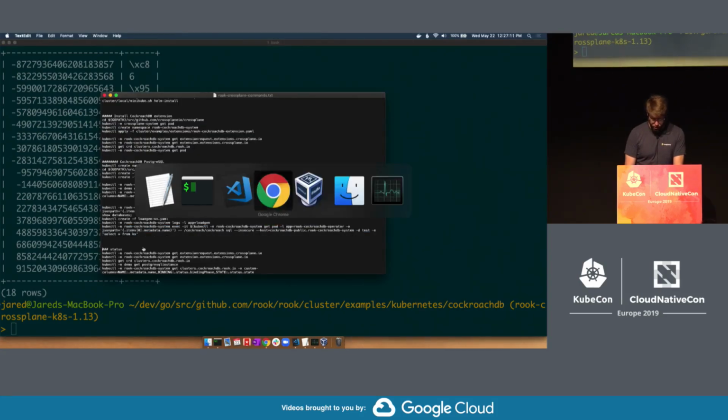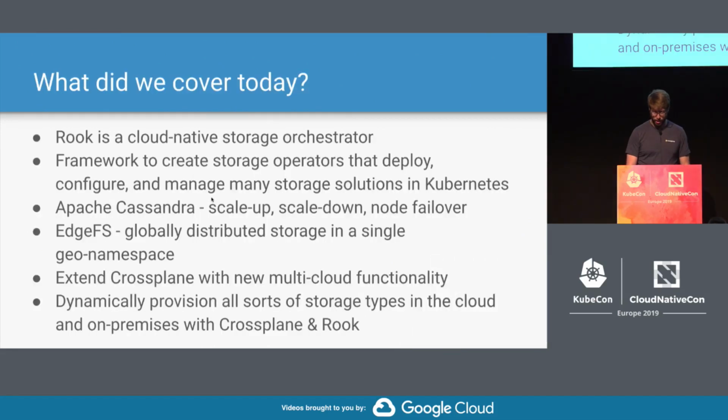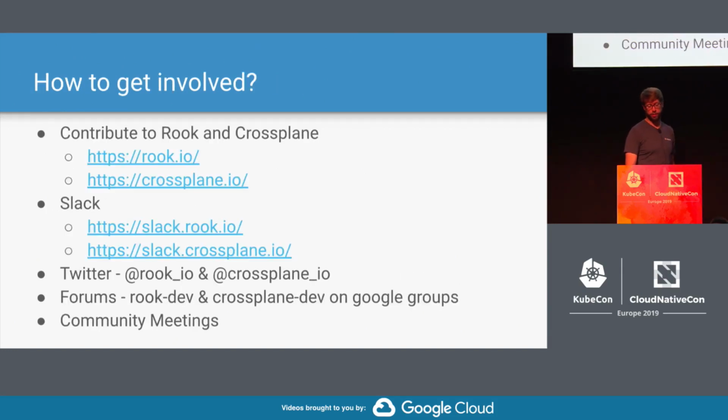All right, let's switch back to the slides here. Quick summary: we covered that Rook is a cloud-native storage orchestrator. You should know that by now. We have a framework that has enabled new operators like the Cassandra operator and the EdgeFS operator, storage services inside your Kubernetes cluster orchestrated by Rook. We also learned how we can extend Crossplane's multi-cloud control plane with new functionality to deploy new types of resources in addition to volumes that we already have in the cloud and on premises.